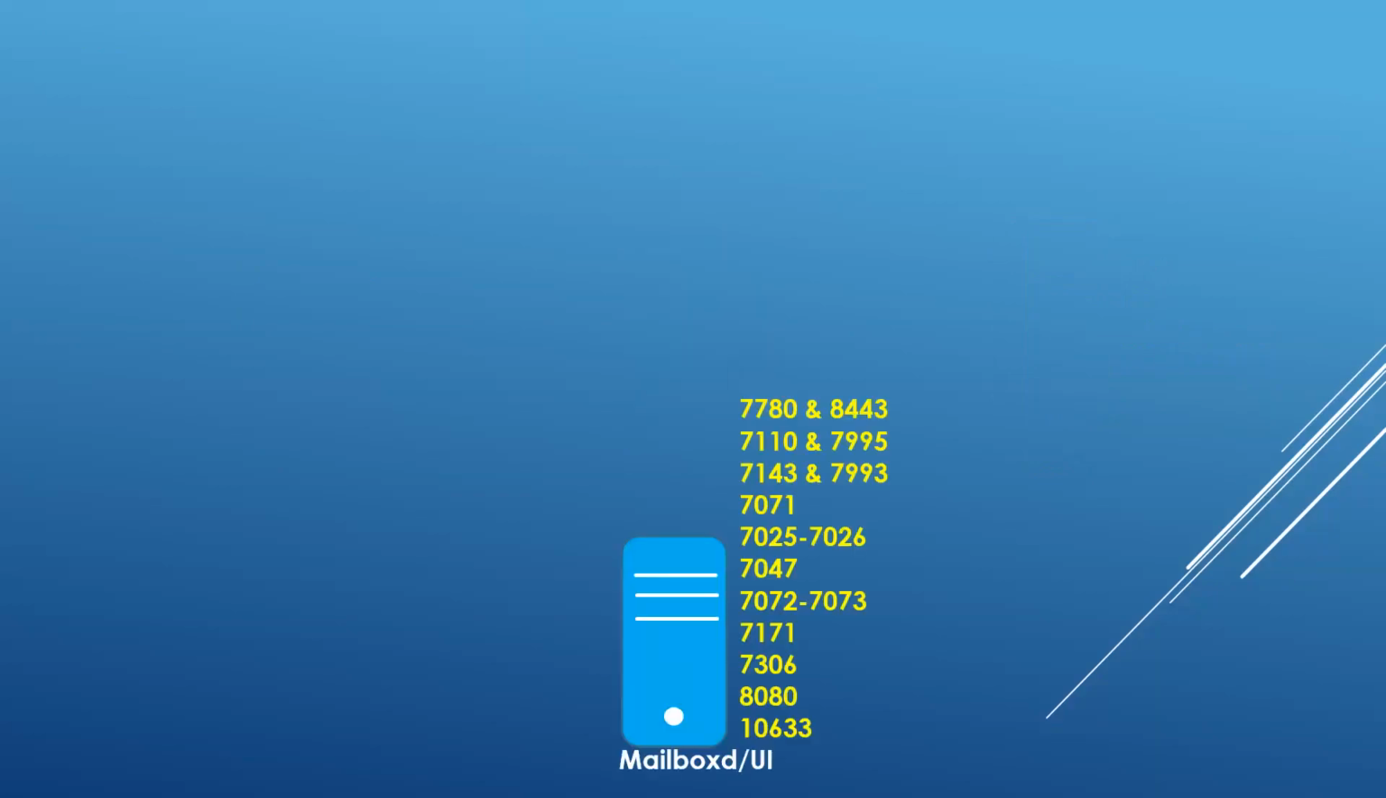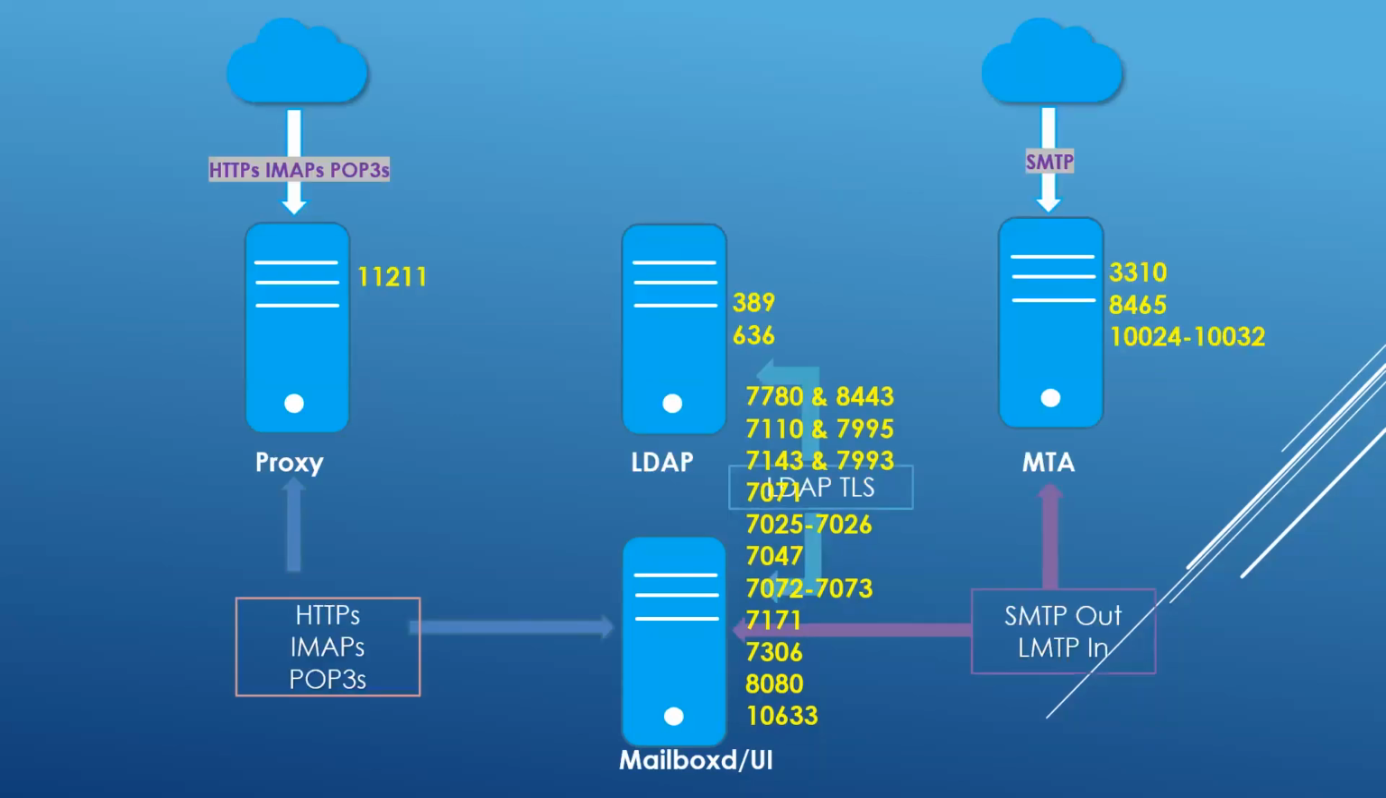On mailboxd, 7780 and 8443 are for web access. 7110 and 7995 are for POP3 connections. 7143 and 7993 are for IMAP connections. 7071 is the admin console port. And this is the complete architecture along with the internal ports.